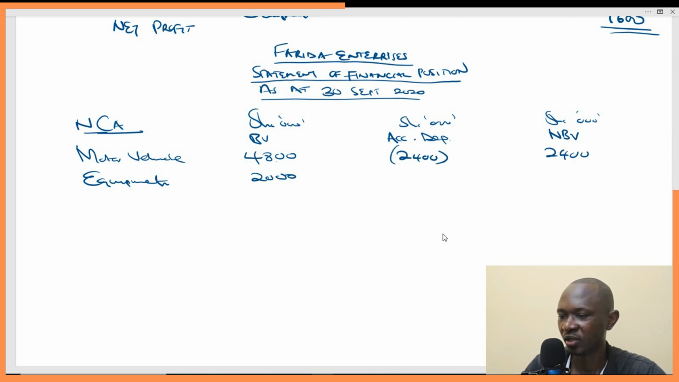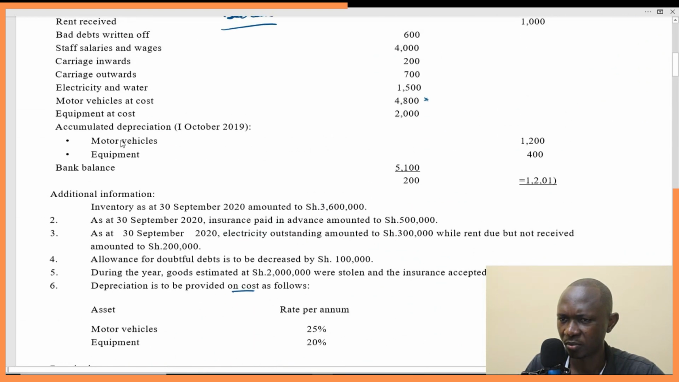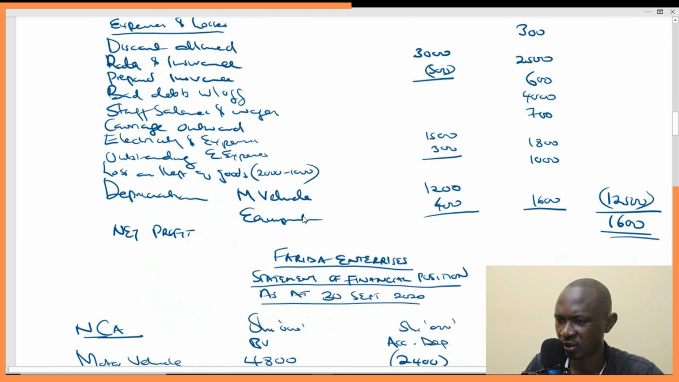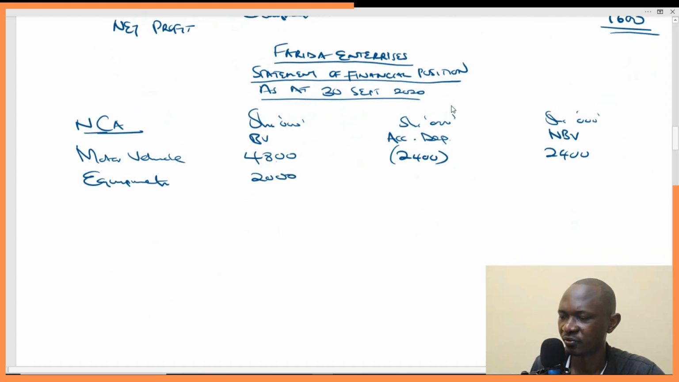Then you do the same for the equipment. The accumulated depreciation for last year was 400 plus now depreciation for this year. Depreciation for this year is also 400. So that makes it 400 plus 400 is 800. So we have now 2,000 minus 800, 1,200. So this gives us 3,600.